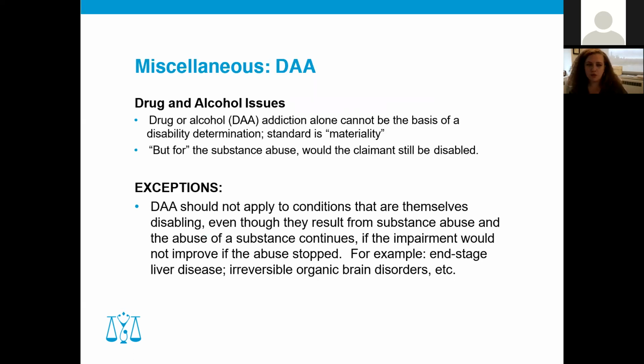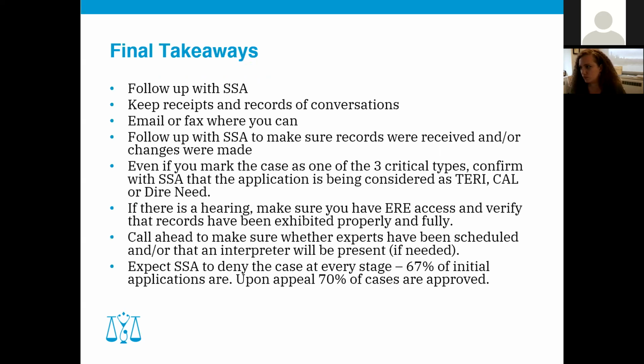A couple miscellaneous notes. Drug and alcohol issues. Sometimes this comes up as a problem because this alone cannot be the basis of a disability determination. But for the substance abuse, would the claimant still be disabled? So it does not apply to conditions that are disabling on their own, even if they result from substance abuse. For example, end-stage liver disease or irreversible organic brain disorders. So even if the impairment would not improve if the substance abuse stopped, then this is an exception to this rule.